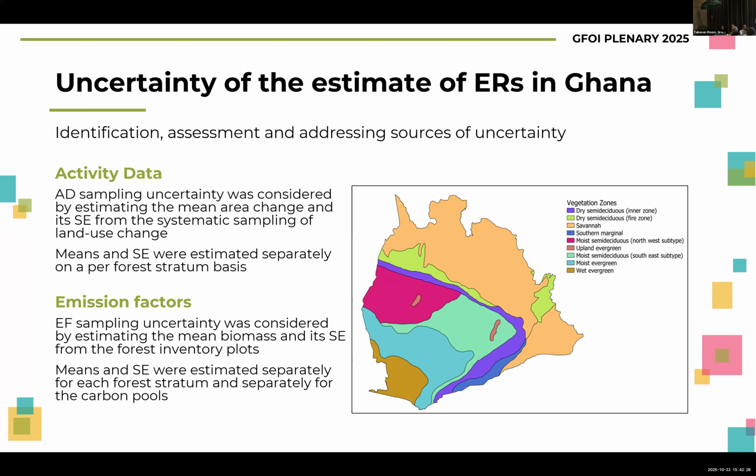We had the emission factors being calculated as well, and we needed to come up with the uncertainty predictions around that. So we used the means and the standard error in estimating separately for each forest stratum and separately for the carbon pool. So we had basically for the above ground, below ground, we have for soils, litter, and dead wood, as it were.